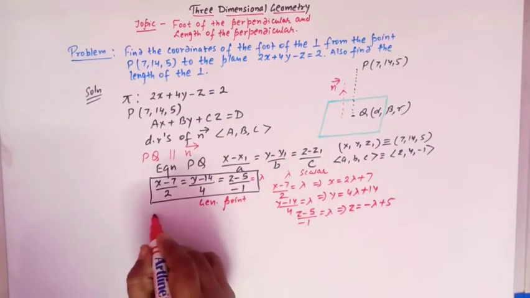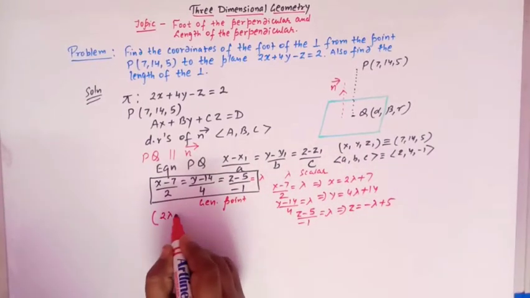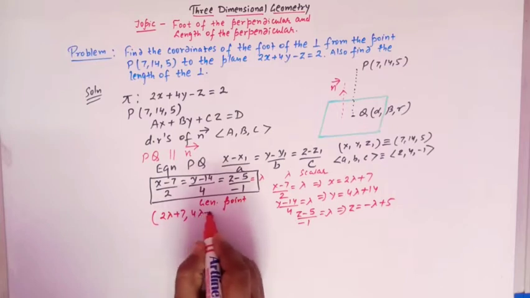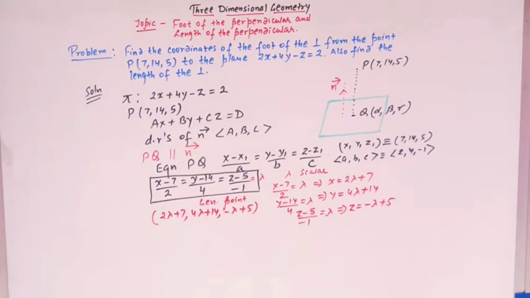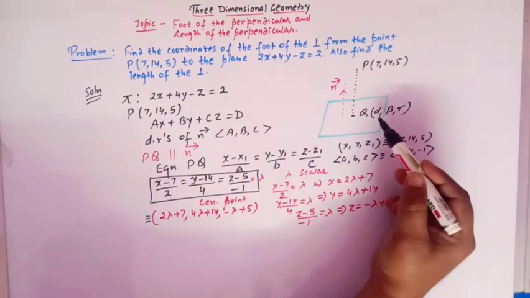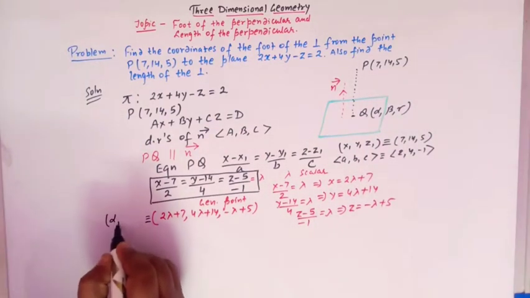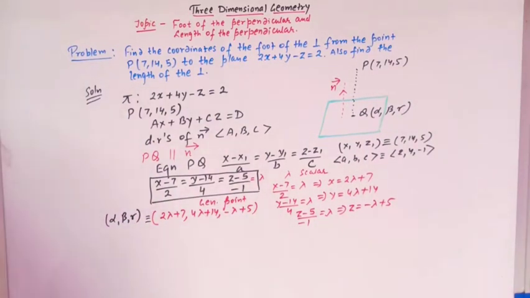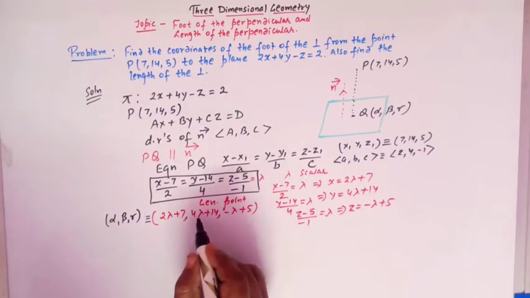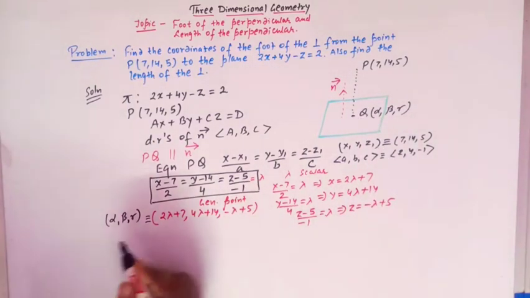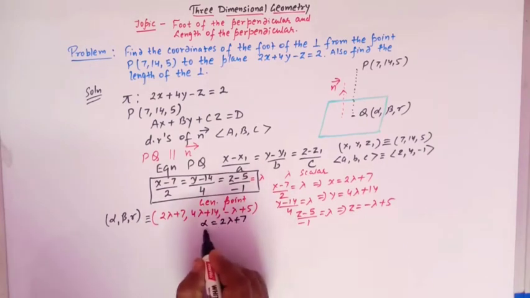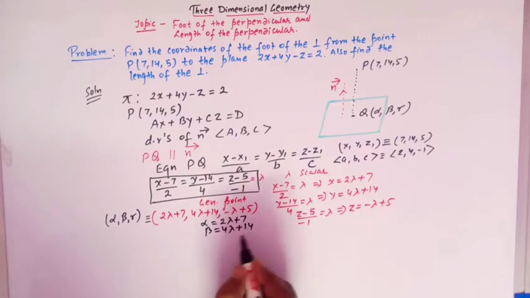So therefore the coordinates of the general point are 2 lambda plus 7, 4 lambda plus 14, and minus lambda plus 5. And these coordinates can be taken as this point alpha, beta and gamma, for some value of lambda. So what does it mean? For some value of lambda, this coordinate will give the point Q. So alpha is 2 lambda plus 7, beta is 4 lambda plus 14, and gamma is minus lambda plus 5.